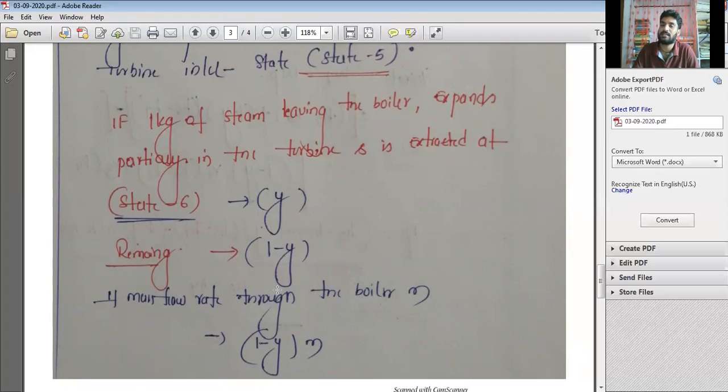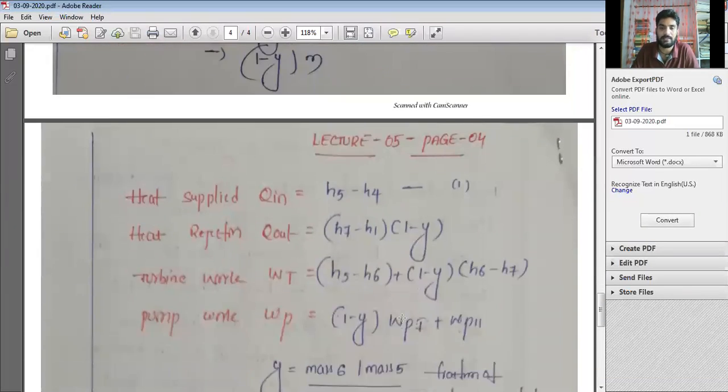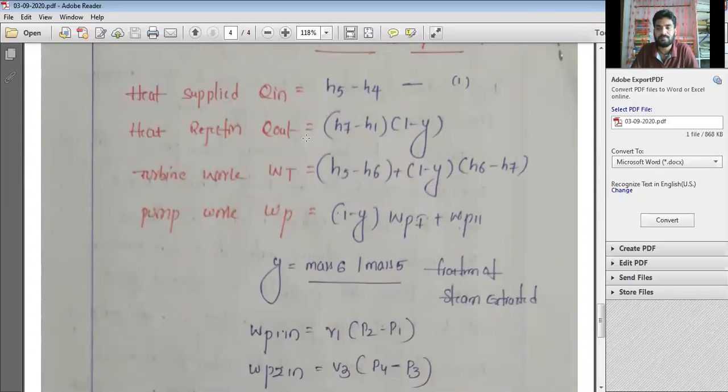If you consider mass flow rates, the mass flow rate through the boiler I call m dot. So 1 minus Y is the steam extracted completely at state 7 before entering the condenser, into the mass flow rate. This is the mass flow rate through the boiler. Finally, these are the typical equations involved in performance calculations of the regenerative Rankine cycle.